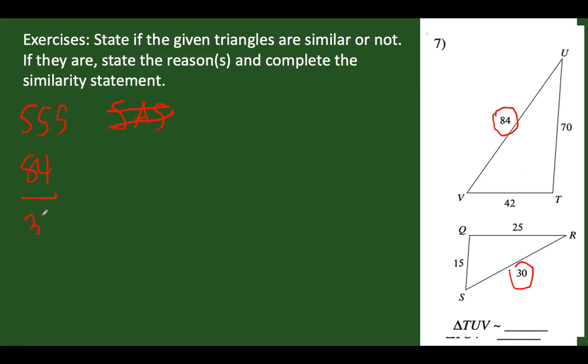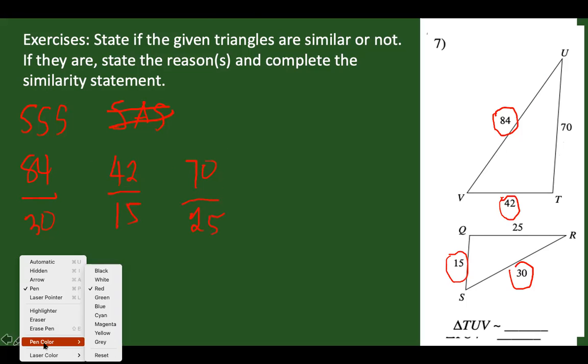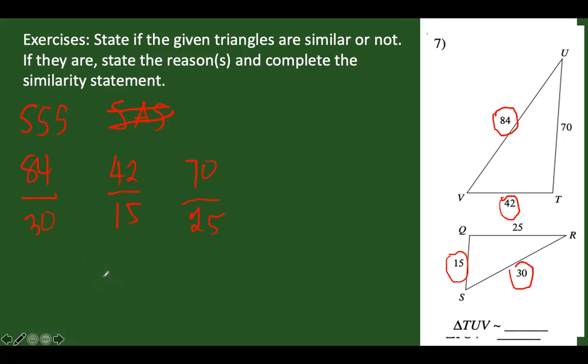84 over 30. You can use 84 over 30 or 30 over 84. It doesn't really matter. As long as you are consistently doing it that way, the larger triangle over the smaller, then you're on the right track. Okay, so next is the shortest over the shortest. Okay, 42 over 15 and the shorter, so 70 over 25.